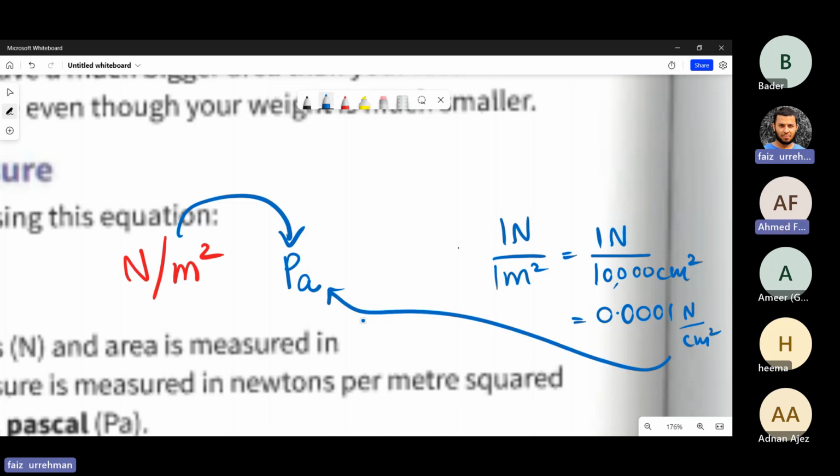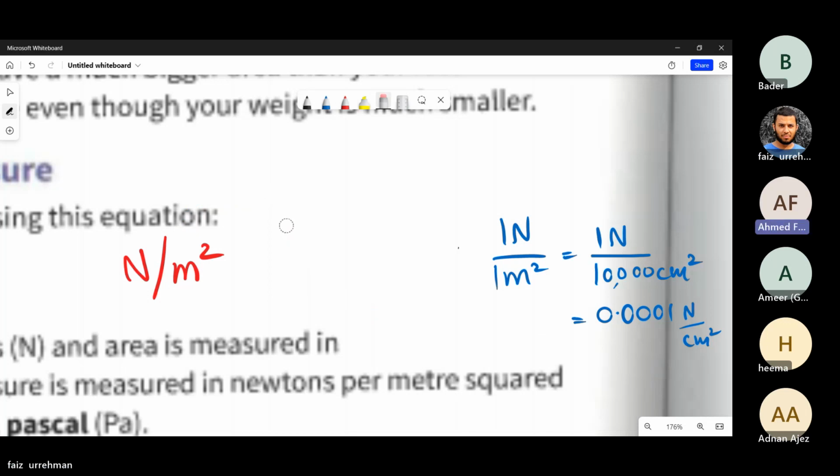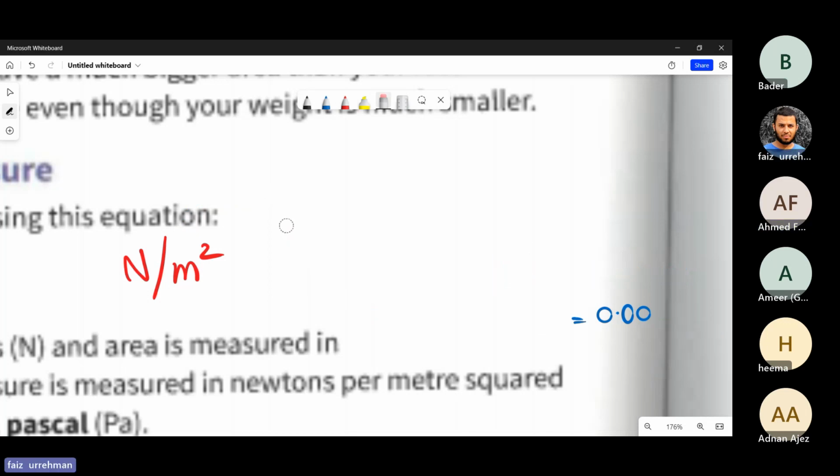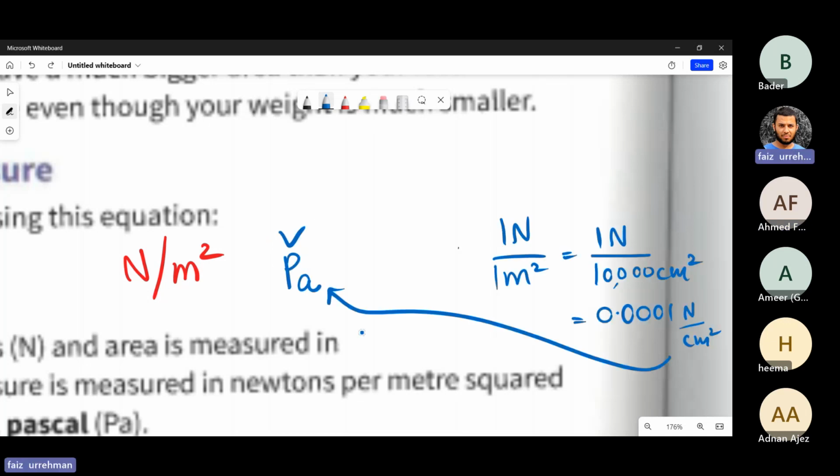So 1 Pascal is equal to Newton divided by meter squared. Yes, so 1 Pascal will be 0.0001 Newton per centimeter square.